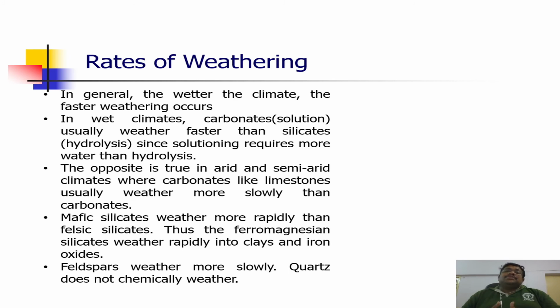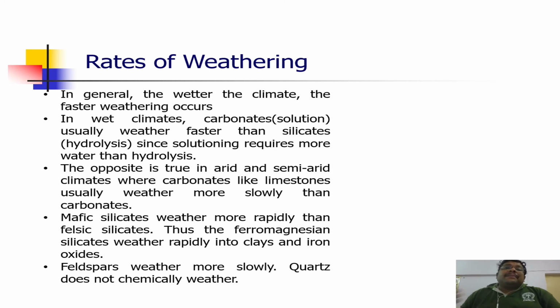Now the opposite is true in arid and semi-arid climates, where carbonates like limestone usually weather more slowly than silicates. Basically the mafic silicates weather more rapidly than felsic silicates. Now what are the mafic silicates? Mafic is a term we use to denote the iron and magnesium content. So basically these are ferromagnesian silicates, and felsic silicates are the other silicates which are devoid of iron and magnesium.